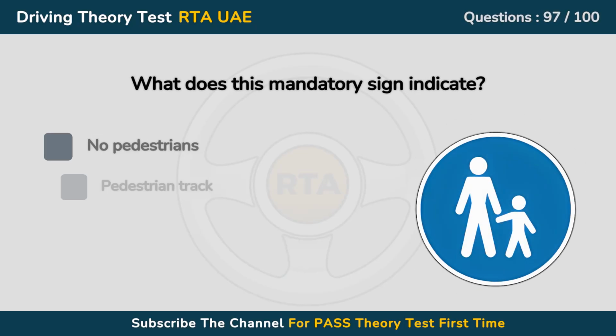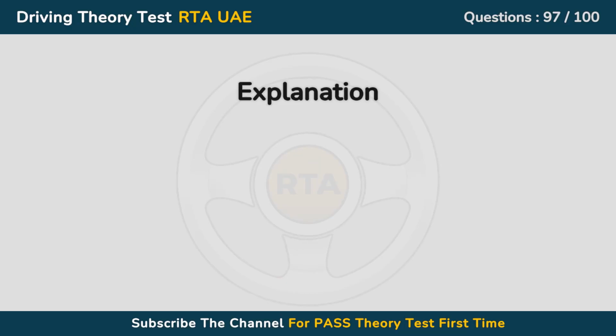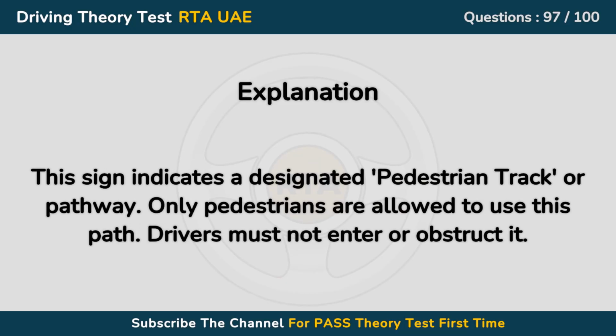Question 97. What does this mandatory sign indicate? A. No pedestrians. B. Pedestrian track. C. Shared path. D. Footbridge. Answer is B. Pedestrian track. This sign indicates a pedestrian track or pathway. Only pedestrians are allowed to use this path. Drivers must not enter or obstruct it.